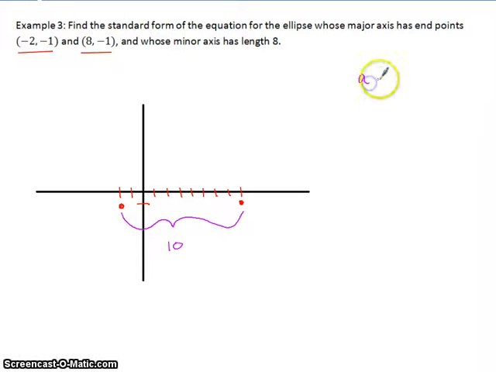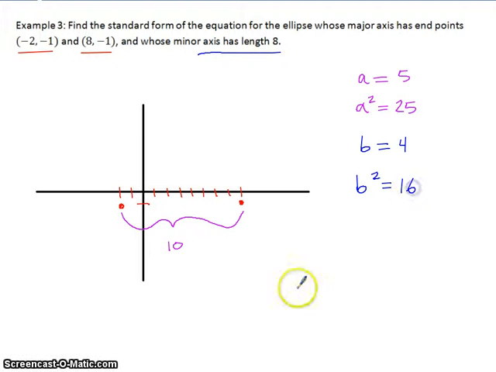And if we cut that major axis in half, that gives us what a is equal to. So we have that a is equal to 5. So a squared is 25. Let's jump over here to this minor axis. The minor axis has a length of 8. Well, if we cut that in half, that gives us 4, which gives us b squared equals 16.